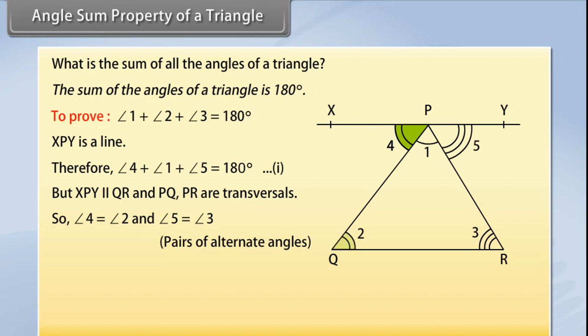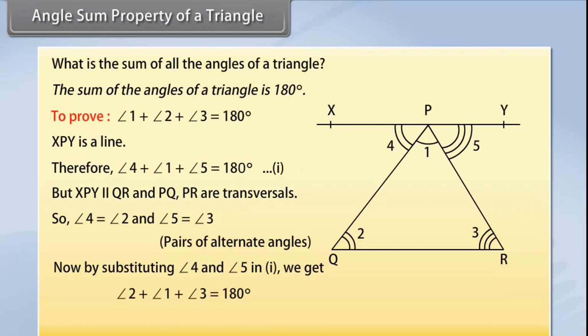But XPY is parallel to QR and PQ, PR are transversals. So angle 4 is equal to angle 2 and angle 5 is equal to angle 3 because these are pairs of alternate angles. Now by substituting angle 4 and angle 5 in 1, we get angle 2 plus angle 1 plus angle 3 is equal to 180 degree. Or we can write it as angle 1 plus angle 2 plus angle 3 is equal to 180 degree.